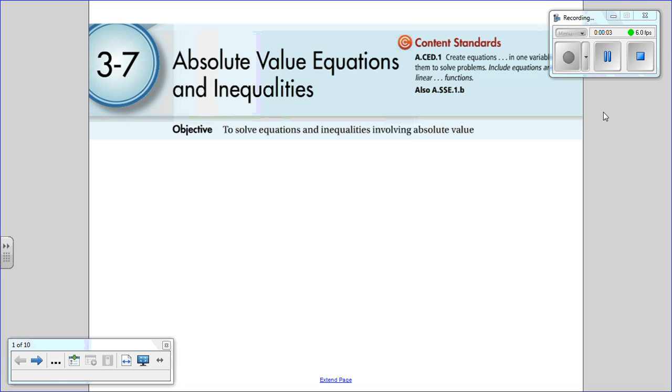Chapter 3, Section 7 is dealing with inequalities and absolute values. So our objective is to solve equations and inequalities with absolute value.